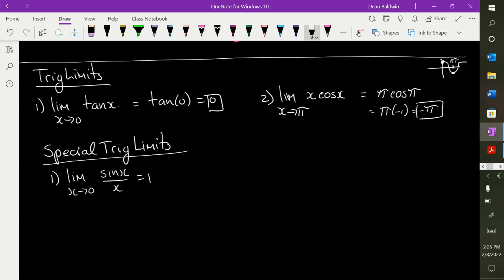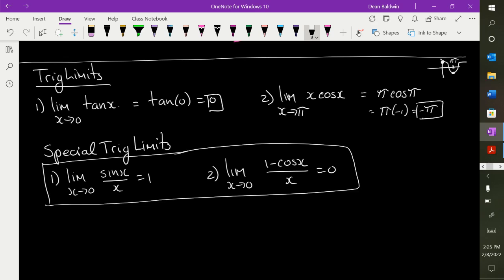So the limit as x goes to 0 of sine x over x is equal to 1. That's the first one, and the one that we use a lot. And the other one, the limit as x goes to 0 of 1 minus cos x over x is equal to 0. Like I said, you don't need to know the proofs. He showed them to you in class. I can point you in a direction if you want to see a proof, but it's beyond the scope of this course.